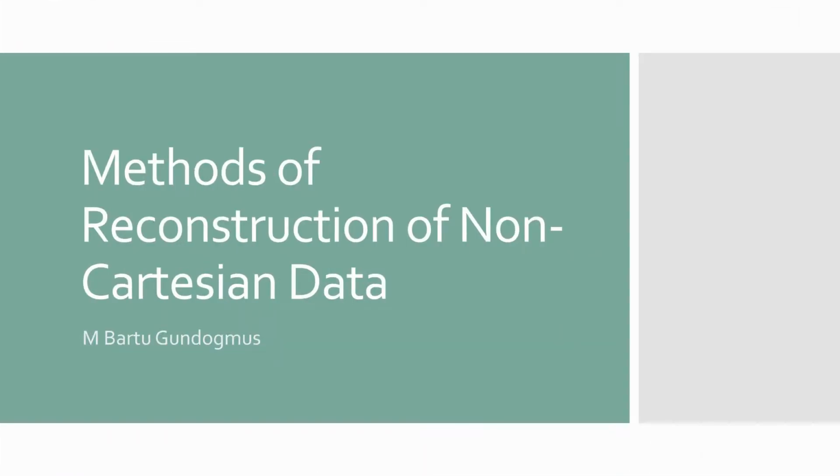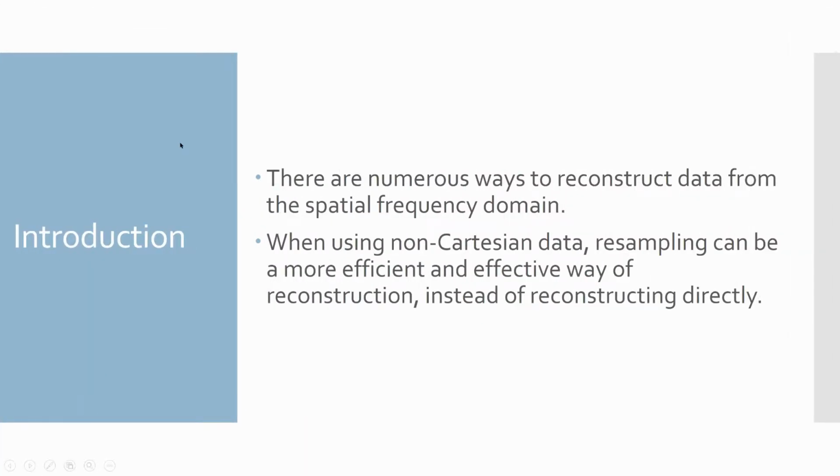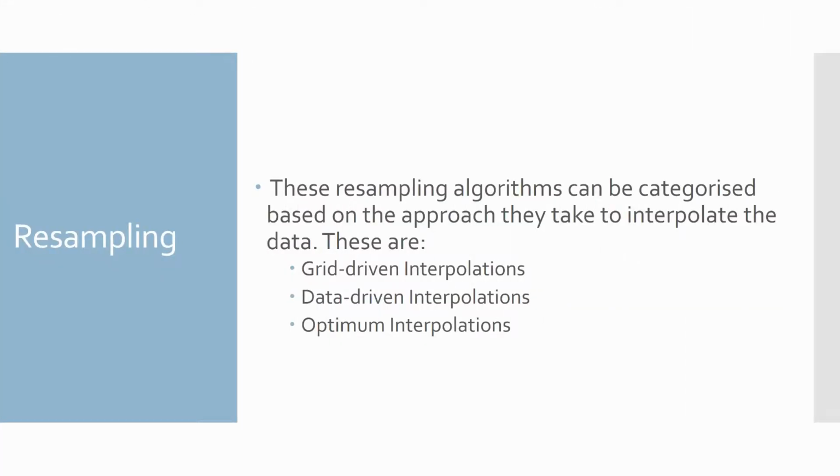Hello everyone, today I'm going to talk about methods of reconstruction of non-Cartesian data. There are many ways to reconstruct data from the spatial frequency domain. Instead of direct reconstruction, resampling data first, which is in the non-Cartesian domain, and then reconstructing it on the Cartesian domain is a more efficient way. There are three categories of resampling. These are grid-driven, data-driven, and optimum interpolations.